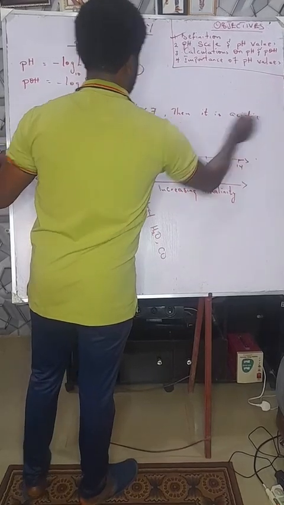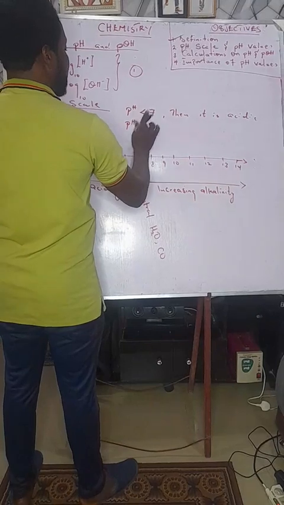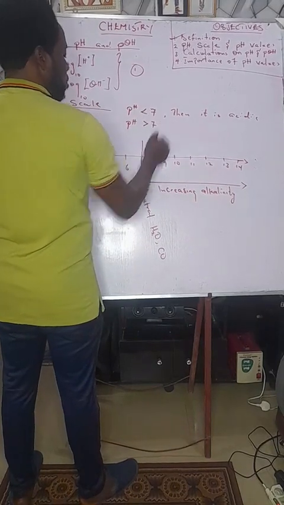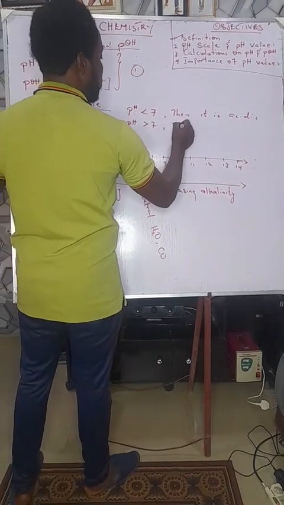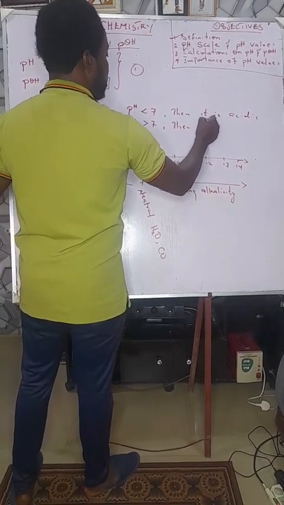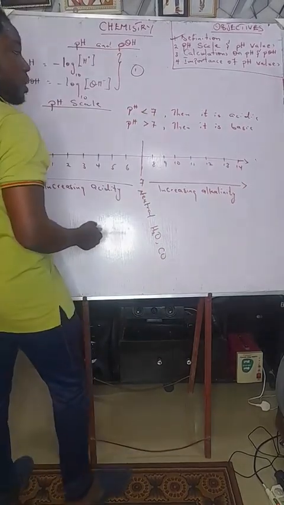When your pH is greater than 7, meaning the number is greater than 7, that is 8 to 14, then it is basic, or it is alkaline.